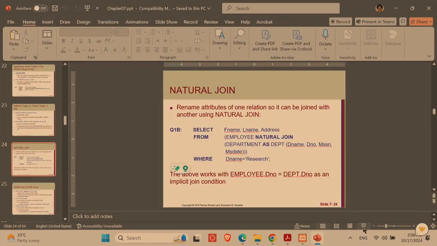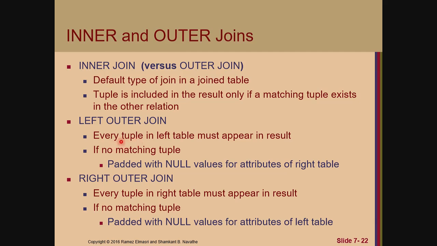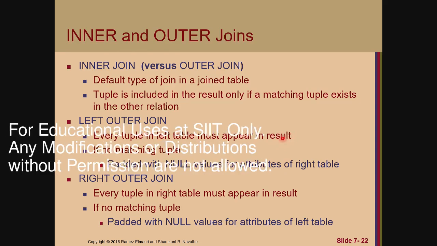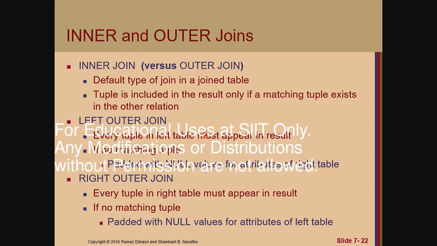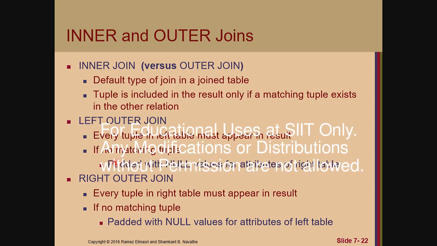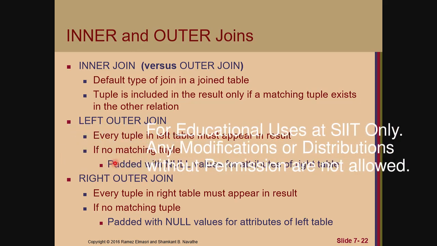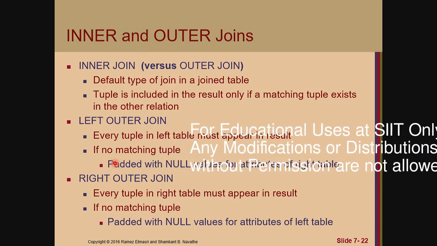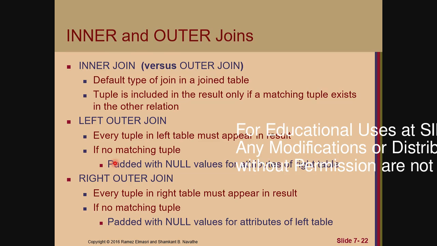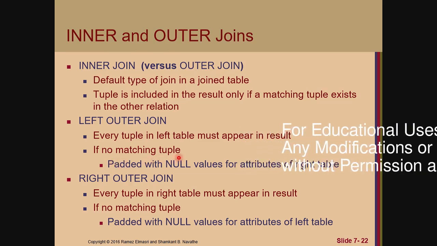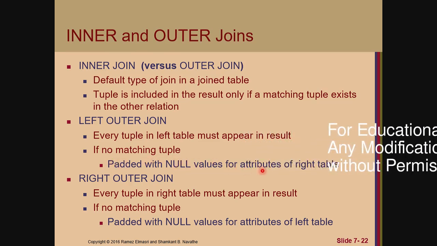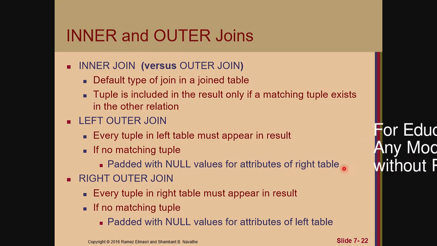Anyway, for the left outer join, every tuple in the left table must appear in the result. But if a tuple in the left table doesn't have any pair in the right table, it will show null values for the attributes of the right table.